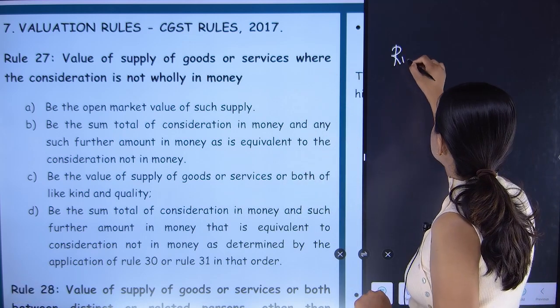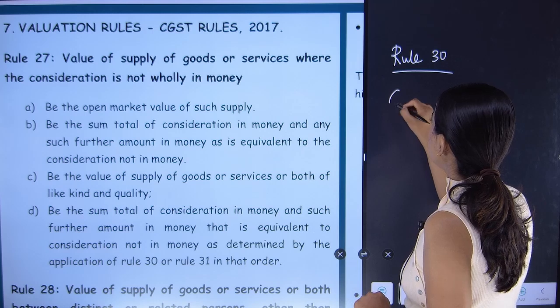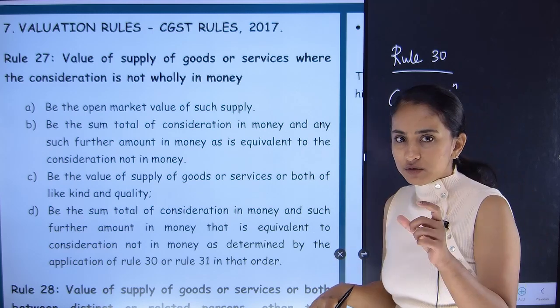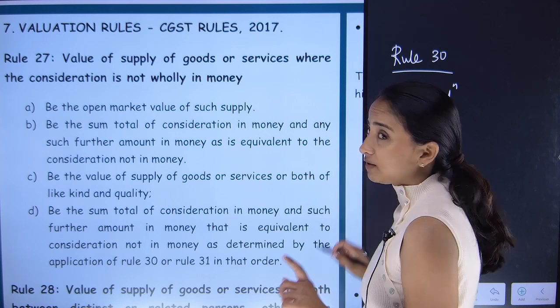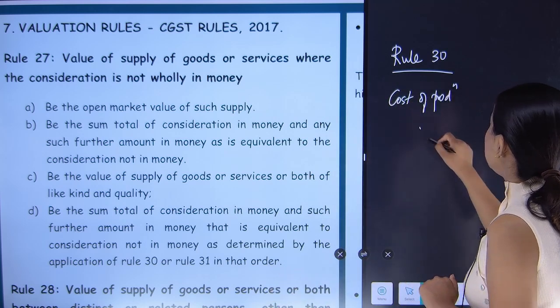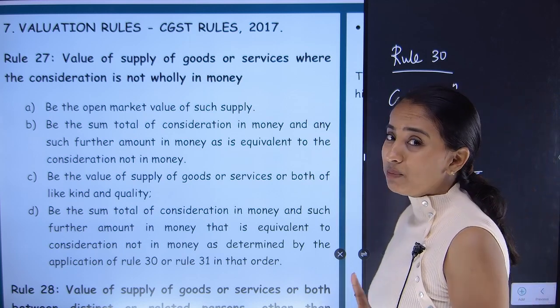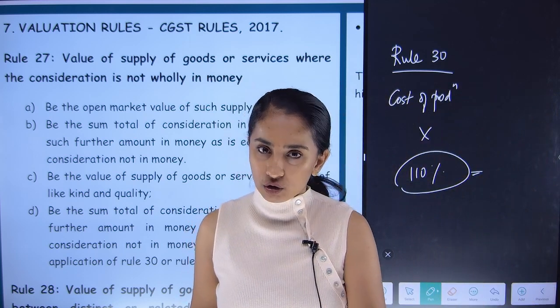Rule 30, what does it say? Rule 30 says you take cost of production, or manufacture, or whatever is your cost, or you take cost of services if this is a case of service. Then you do 110% of this. In simple words, they are asking you to add a margin of 10% over and above your cost.